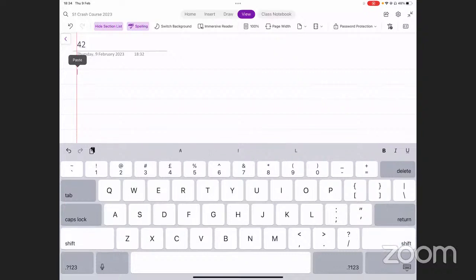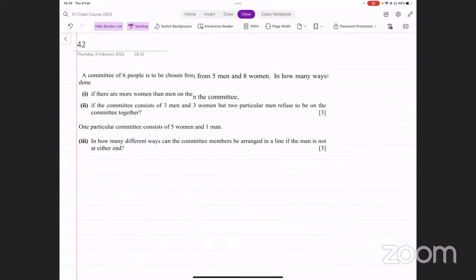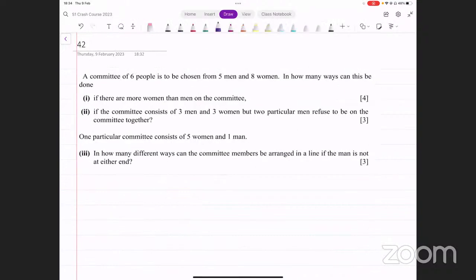This is question number 42 from the worksheet. Let's try and do this. A committee of 6 people is to be chosen from 5 men and 8 women. In how many ways can this be done if there are more women than men on the committee?